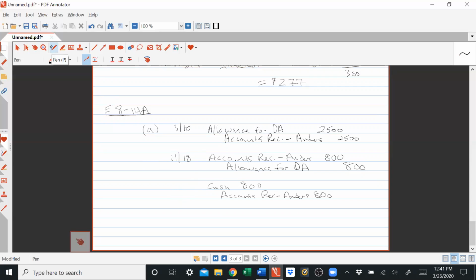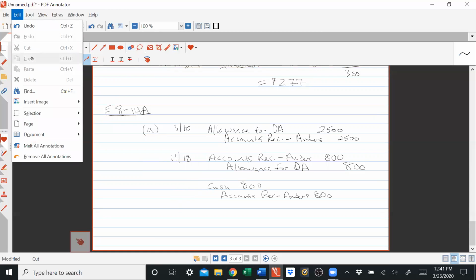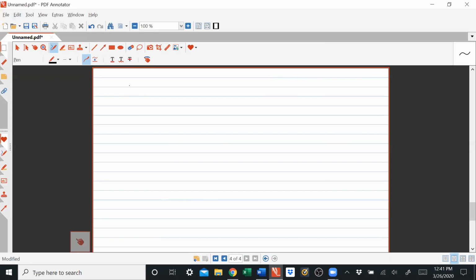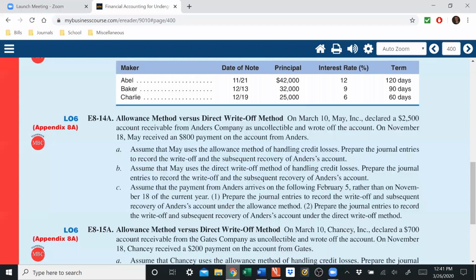So that's part A. Try part B. What if we use the direct write-off method? Assume that May uses the direct write-off method of handling credit losses. Do the same thing as you did in part A, but assume they use the direct write-off method.